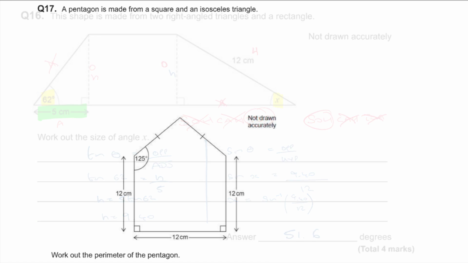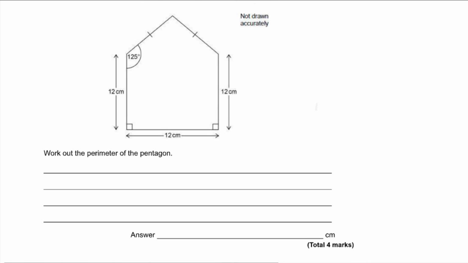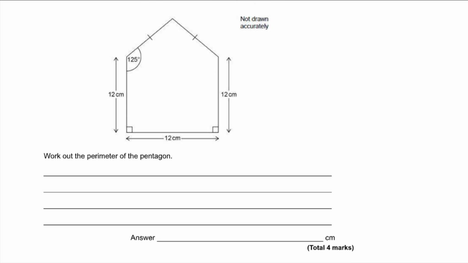Question 17. A pentagon is made from a square and an isosceles triangle. So we've got a square and a triangle stuck on the top of it, and it says work out the perimeter of the pentagon. To work out the perimeter, we know this side and this side, because it's a square. They're just 12, 12, 12. What we need to do is work out these two sides. They're both the same because it's an isosceles triangle, but we need to find them nonetheless.